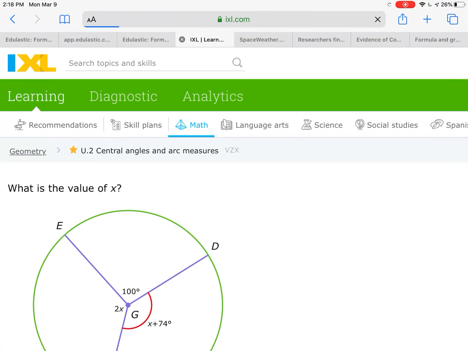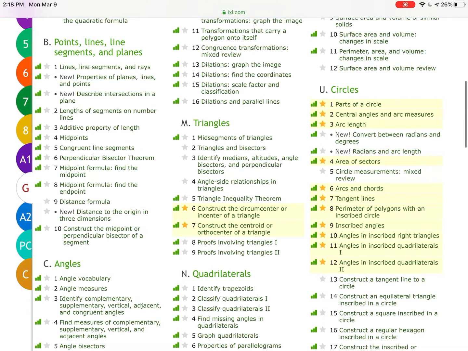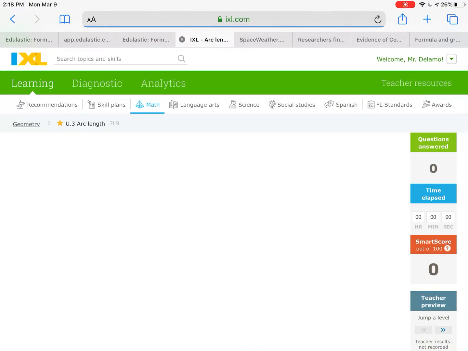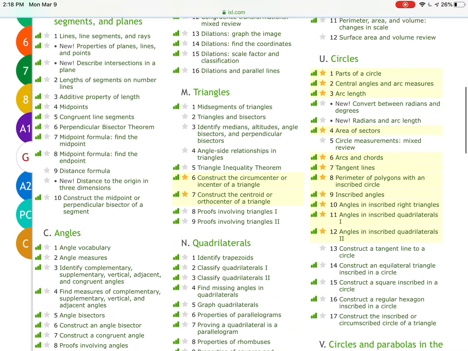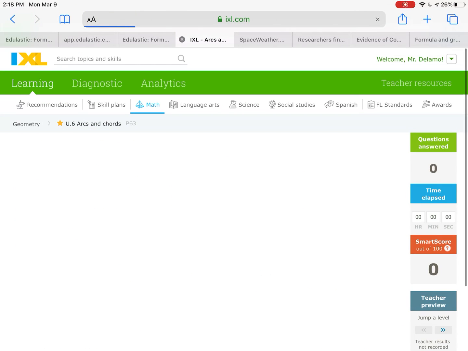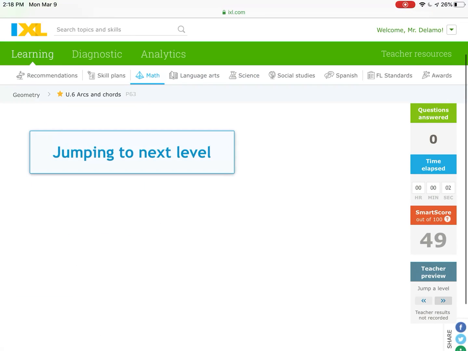U3. No, I mean U6, sorry. Okay, so let's skip ahead to where it gets a little tougher.